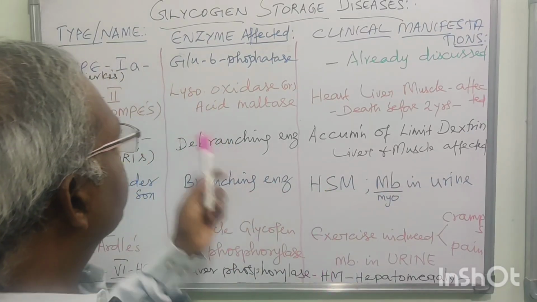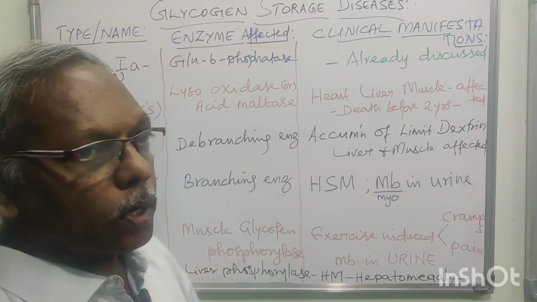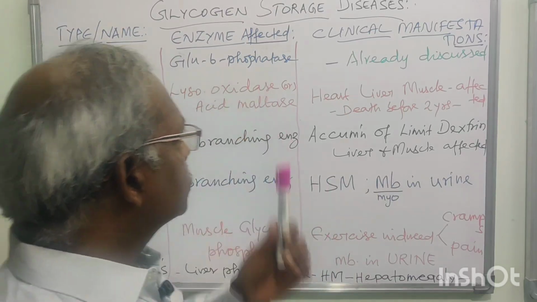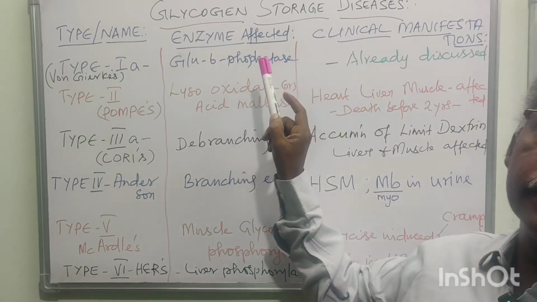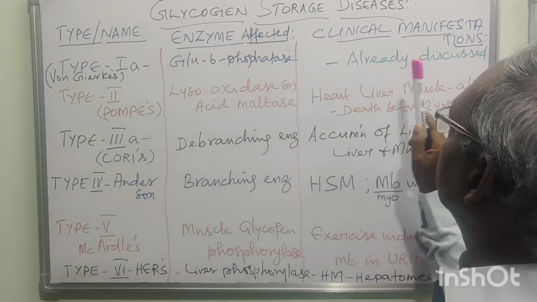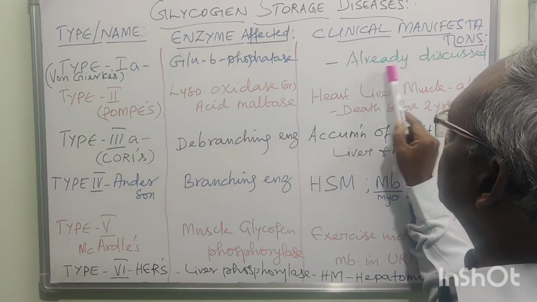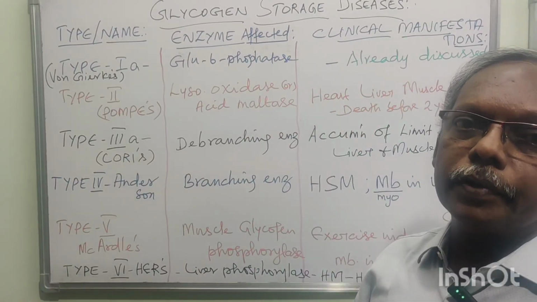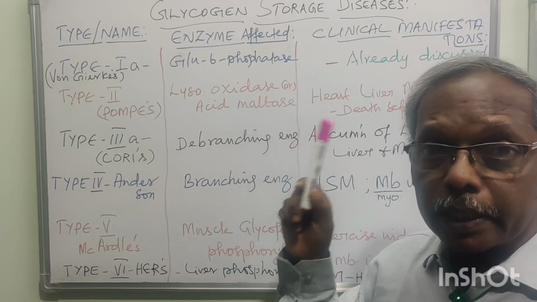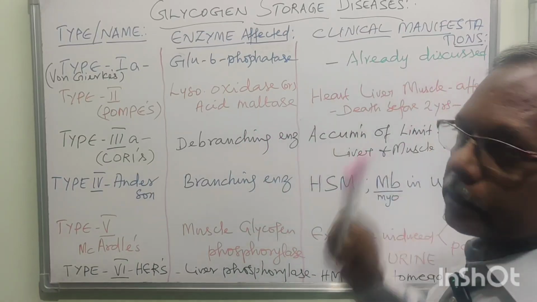Okay. So first one is type 1A, the name is Von Gierke disease. Glucose 6-phosphatase is the enzyme defect, that is absence or deficiency of the enzyme. Third one is the clinical manifestation. We have uploaded a separate video for this Von Gierke disease, that is why it is already discussed.